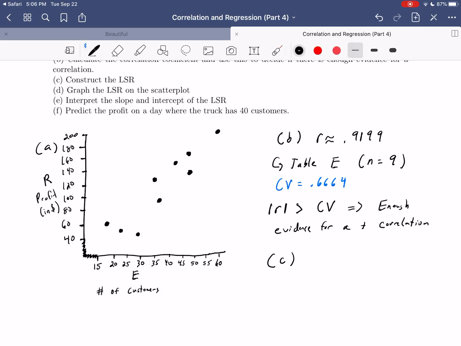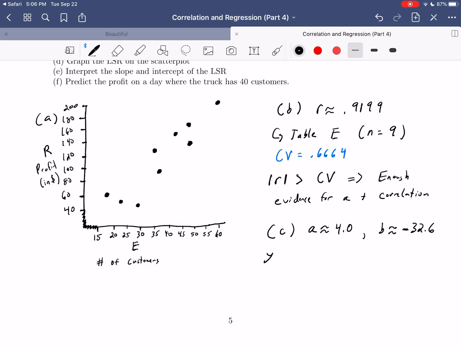Well, we can get the A and B values from our calculator. If we go ahead and do that with a little bit of rounding, we should find that A is approximately 4.0 and B looks to be approximately negative 32.6. So I'm just rounding to one decimal place on both. So we can write that LSR as y hat equals 4.0x minus 32.6.